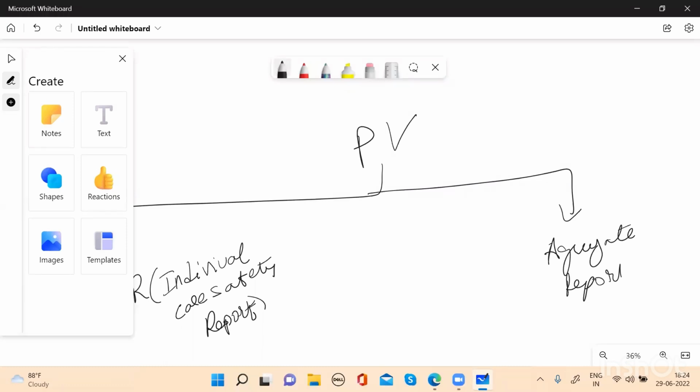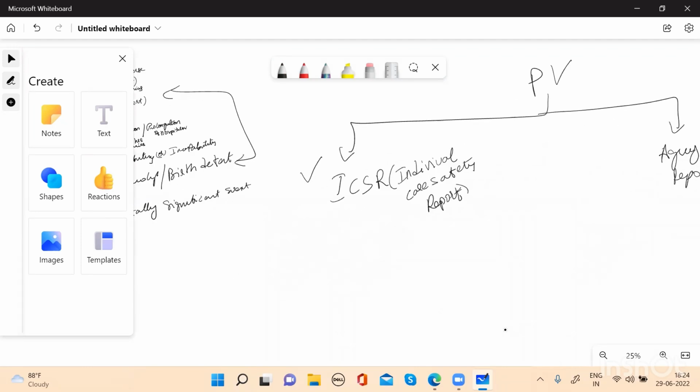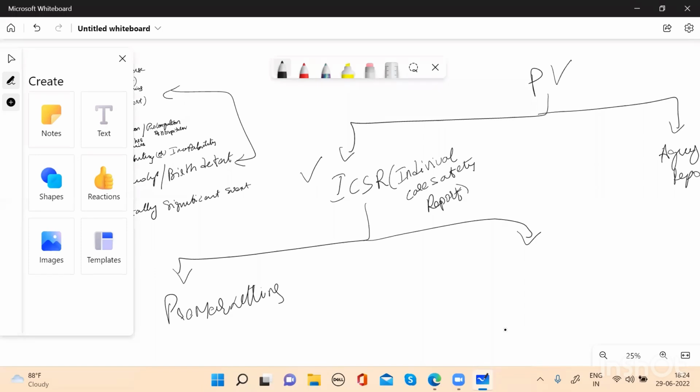Many reports altogether come into aggregate, while single cases come into ICSR, which is individual case safety reports. Now we are looking at ICSR. ICSR case reports are classified into two types: one is pre-marketing, and one is post-marketing.